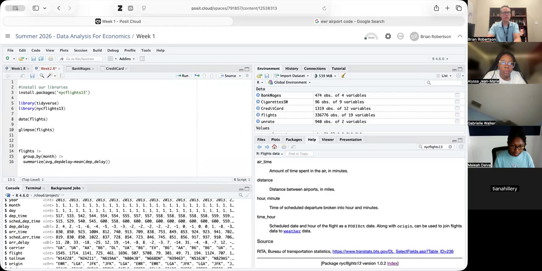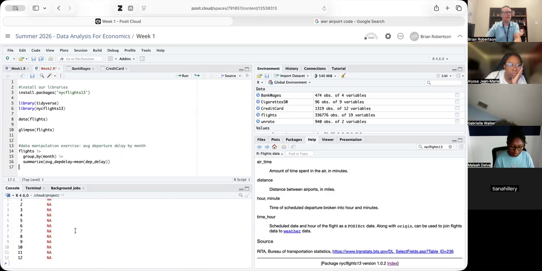So what I want to do here is do data. So we're going to group by month, and then we're going to summarize what the average departure delay by month is. So let's go ahead and do that. And I get a bunch of NAs. Okay, what do we do now?